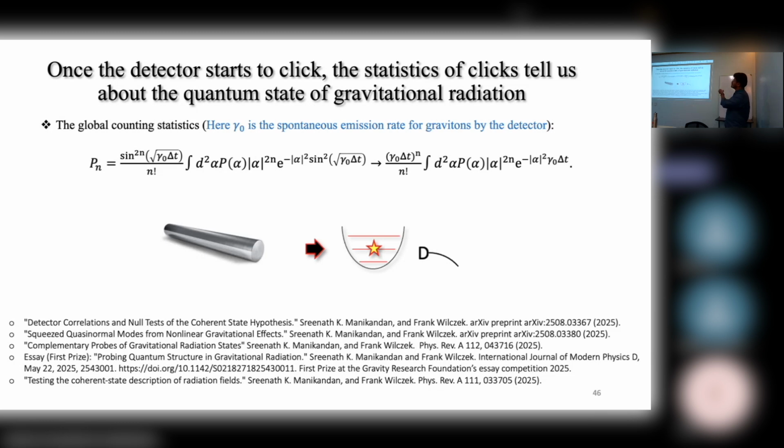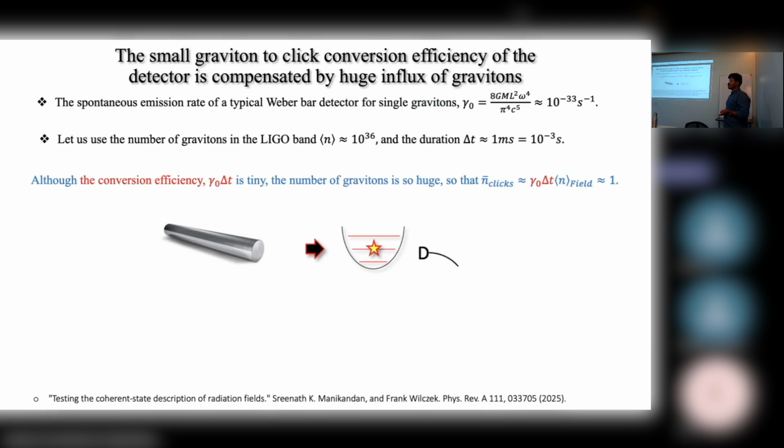If the gravitational radiation is in a different quantum mechanical state, the probability distribution of counts that we see in our detector will also be different. In fact, one can make some rough estimates. Let's say the spontaneous emission rate of the bar detector is 10 raised to minus 33 per second, and let's assume that 10 raised to 36 gravitons are coming, corresponding to gravitational waves in the LIGO band, and we are measuring for a duration of 1 millisecond. Then we roughly see that the number of clicks, which is gamma naught delta T times the average number of quanta, efficiency times the number of field quanta, is of order 1. So we have some hope of seeing 1 click in a perfect detector which has this spontaneous emission rate.